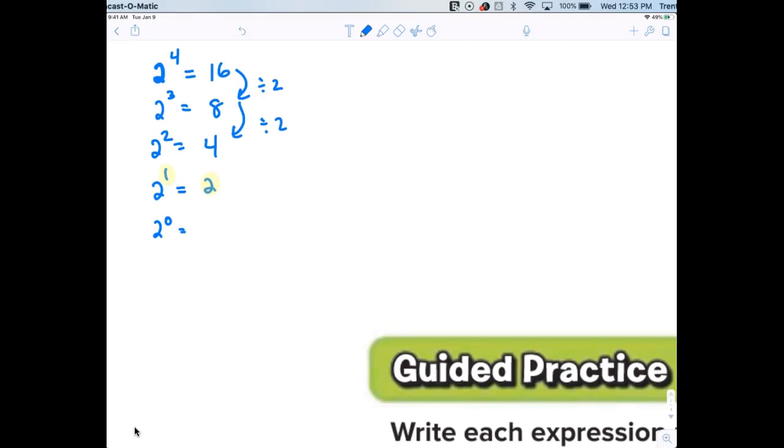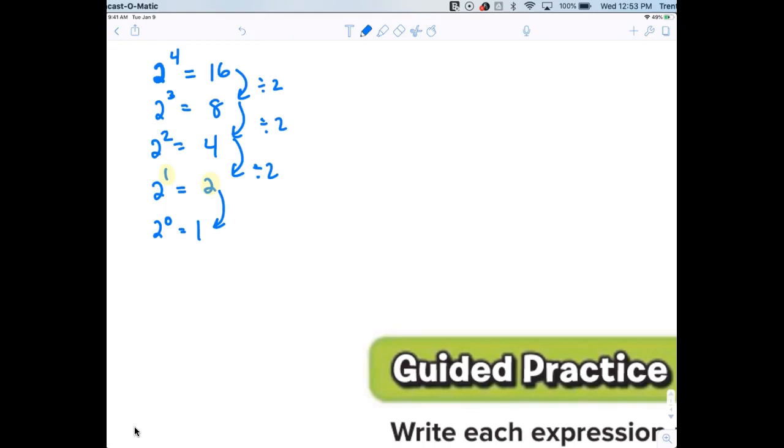Then they had to do 2 to the 0 power. Think before you say something. From here to here, what are we doing? We're dividing it by 2. So now, what would this be? 2 divided by 2. Think about what you just said. So what's 2 divided by 2? 1. There you go. That's why it's 1. You're thinking about what you think the answer is instead of actually doing the math.